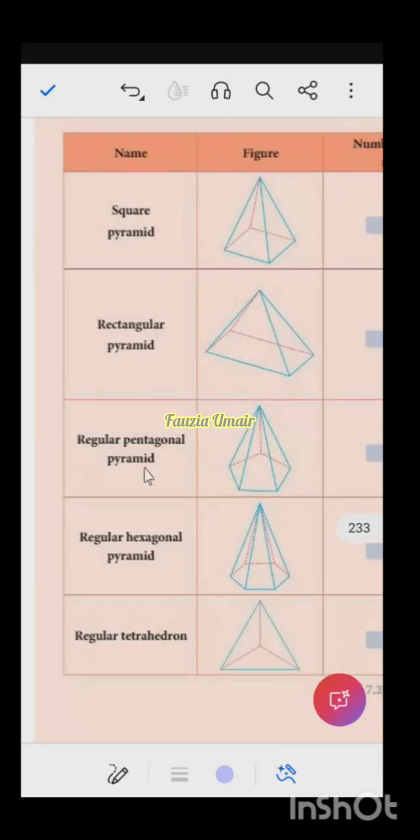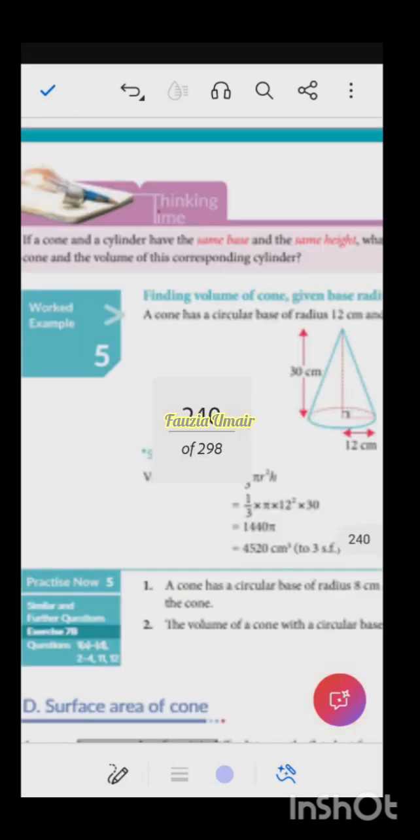So this is a pentagonal pyramid. There is a pentagon in the base, and this pyramid is called a pentagonal pyramid. This is a hexagonal pyramid. You can see a hexagon in the base. So how many faces would this be having? Anyone? How many faces would this have? Sorry.